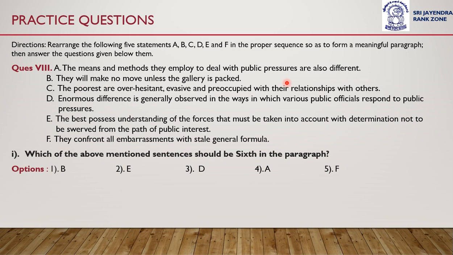I hope all of you have read all the sentences and recognized the opening and closing sentences. So D is the opening sentence. Why? Because it is telling us about the nature of the public officials. Enormous difference is generally observed in the ways in which various public officials respond to public pressure. D is the first statement. And now we have to recognize the sixth statement, that is the concluding statement.